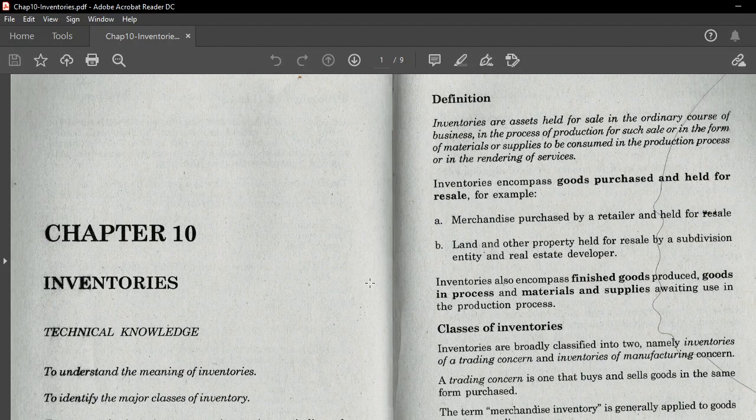Although it is already chopped up, you will have a deeper and more detailed study on that in your advanced accounting. But we will have an overview of that later. Okay, so, materials or supplies to be consumed in the production process or in the rendering of services. We talked about trading, we talked about manufacturing, let's go to services. Ma'am, do services also have inventories? Yes.